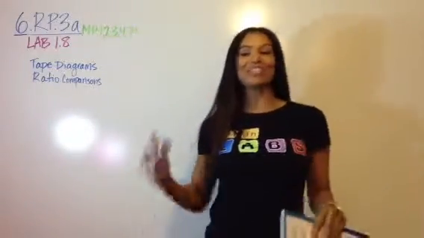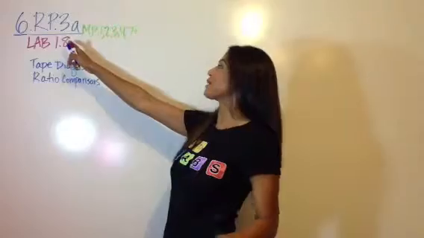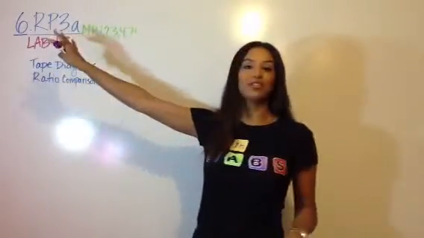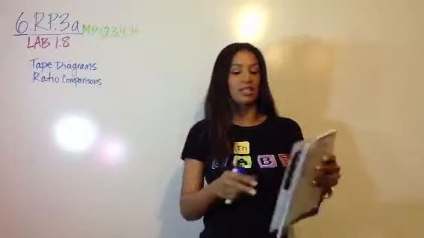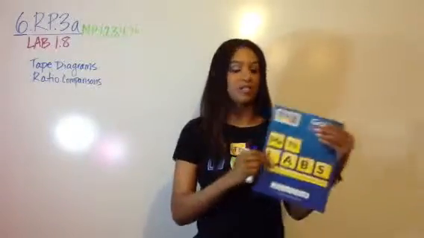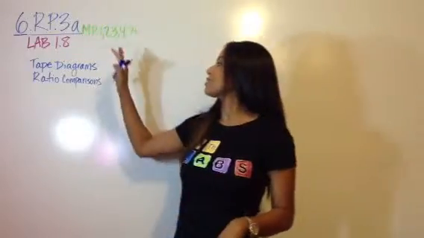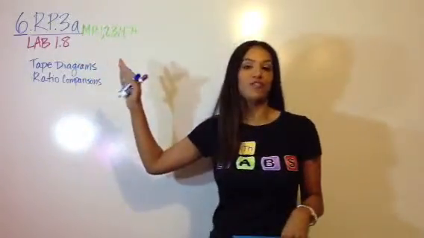So today we are looking at Content Standard 6.RP.3a, and this is Lab 1.8. Basically, that standard is dealing with ratios. It's in the second book of grade 6 Math Labs, Ratio and Proportional Relationships, and it's specifically dealing with the use of visual models.